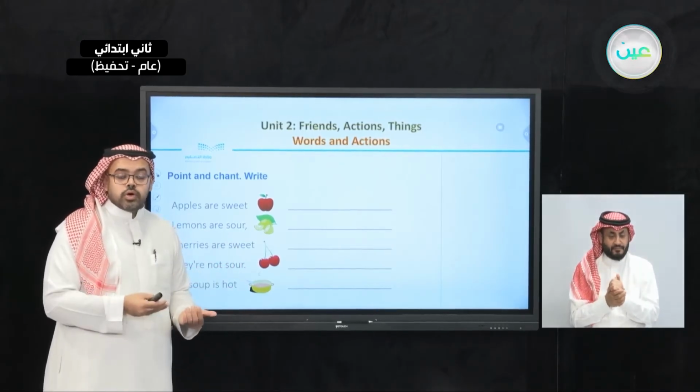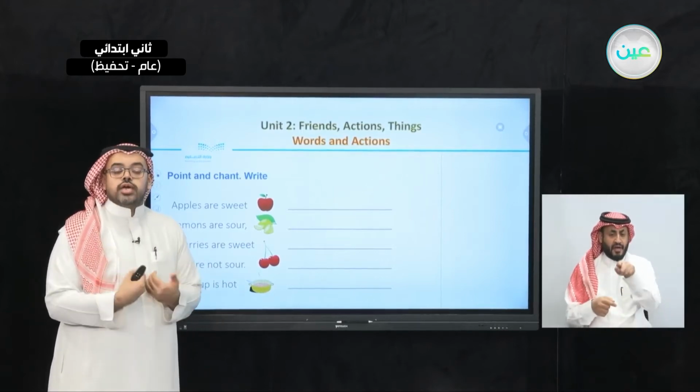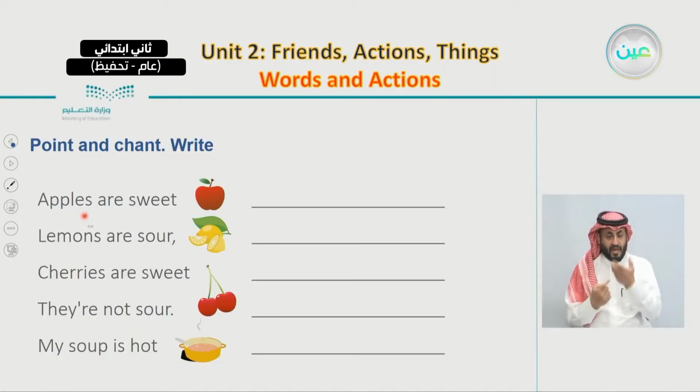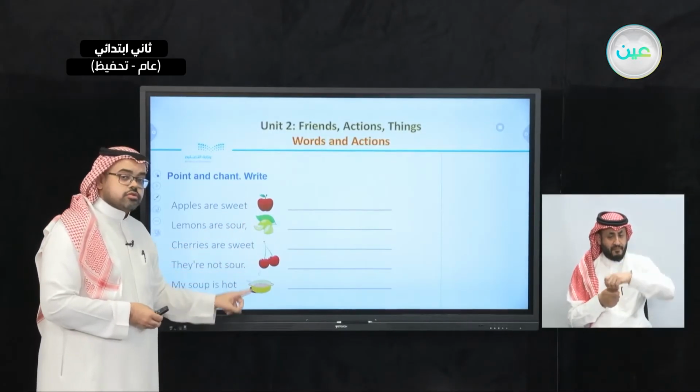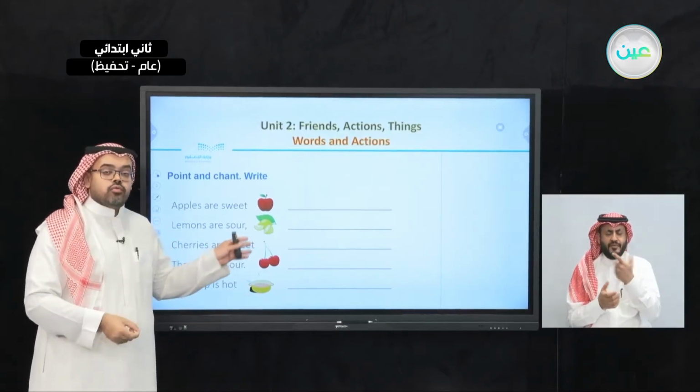Now, I'm going to point and chant again, and I want you to chant with me. Apples are sweet. Lemons are sour. Cherries are sweet. They are not sour. My soup is hot. So, in this chant, we talk about food, apples, lemons, cherries, soup, and also about the taste of this food.